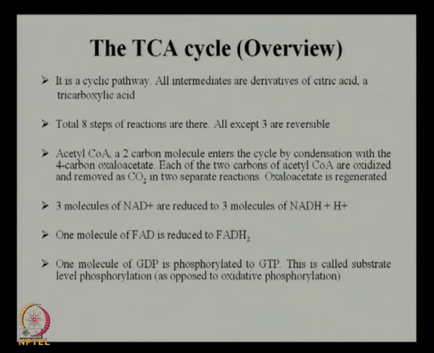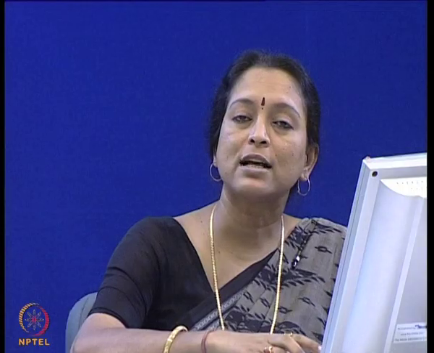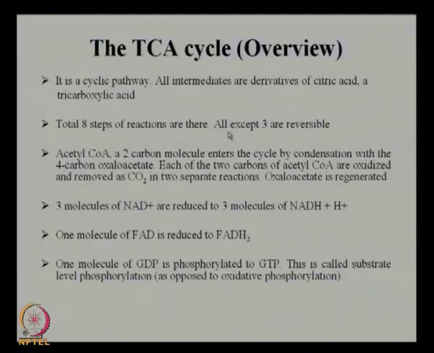Now, if we see the TCA cycle and its overview before we enter the actual TCA cycle, it will be easy for understanding. It is a cyclic pathway. All intermediates are derivatives of citric acid, a tricarboxylic acid. This is an 8 step process, whereas glycolysis is a 10 step process. All except 3 are reversible in nature.